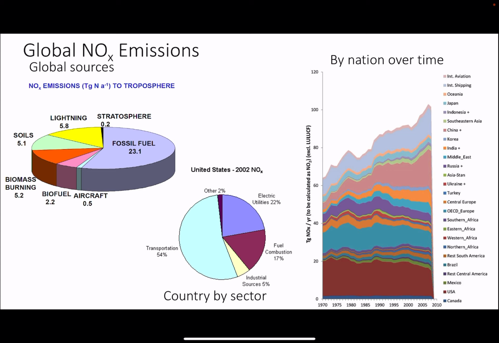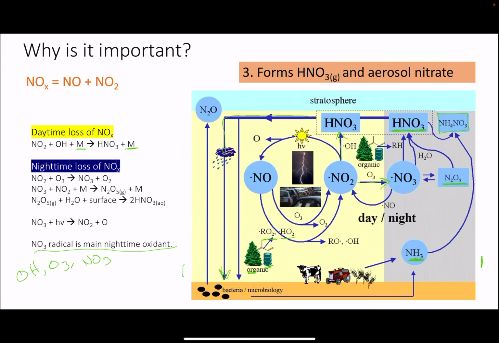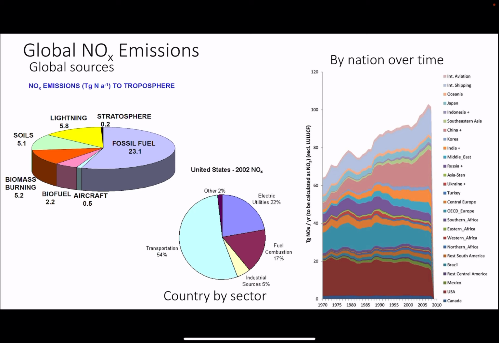Globally, it's thought that the largest source of NOx is from fossil fuel combustion, industrial activities, vehicles, etc. The next largest source is a natural source from lightning. You can see that in this diagram here. So lightning strikes have such high energy that the N2 gas in the atmosphere is actually oxidized from that process, and so it leads to NO formation.